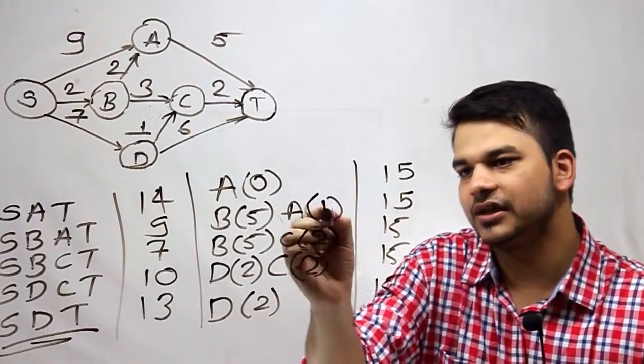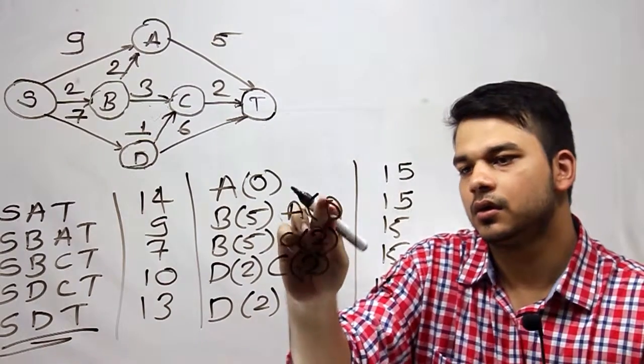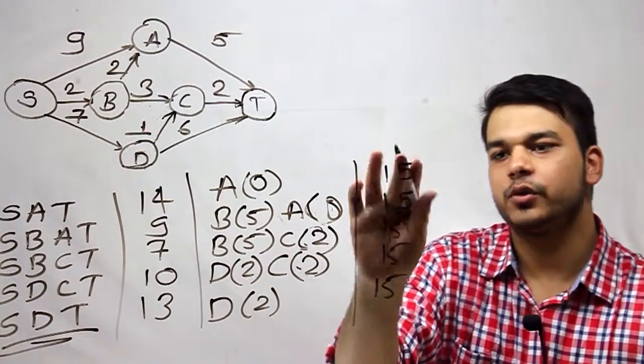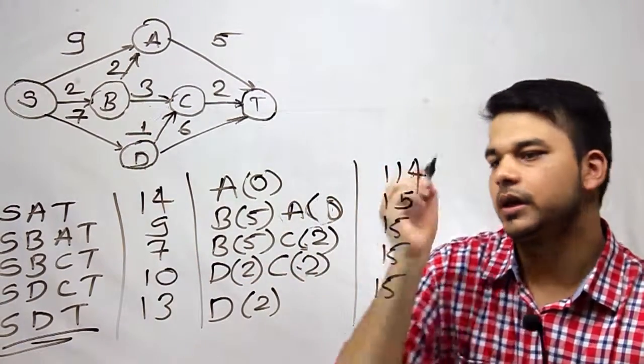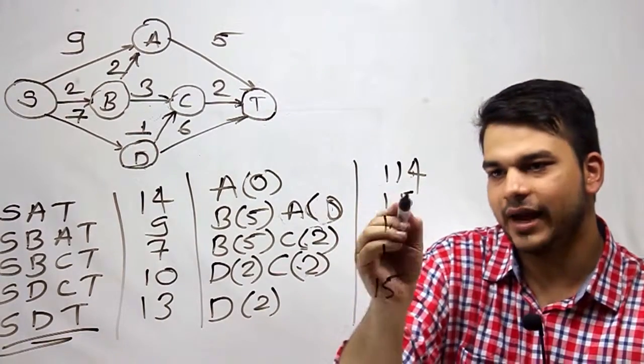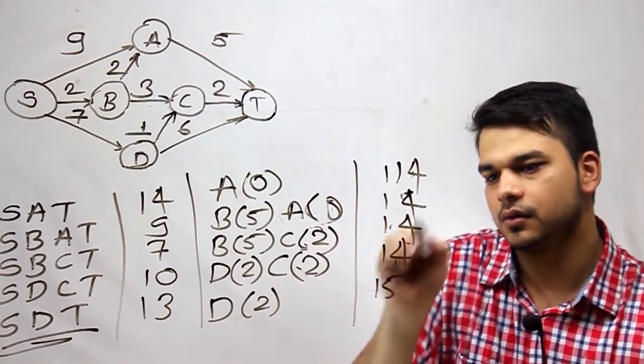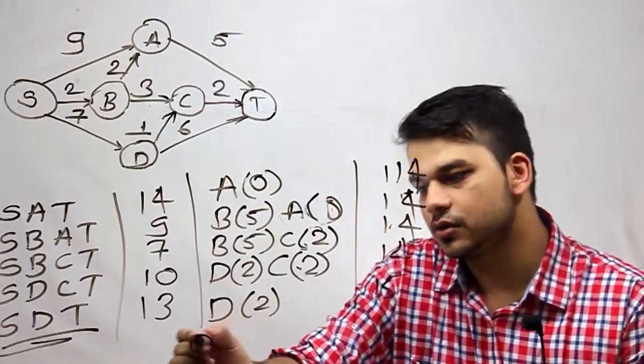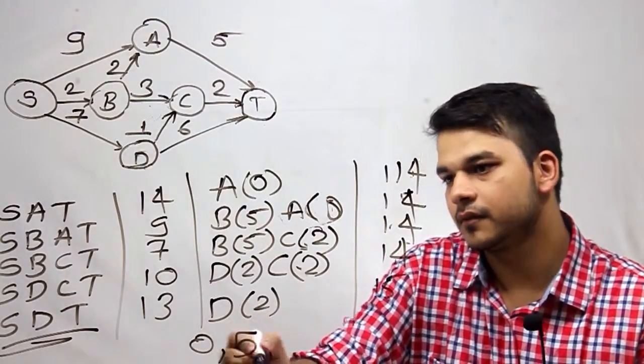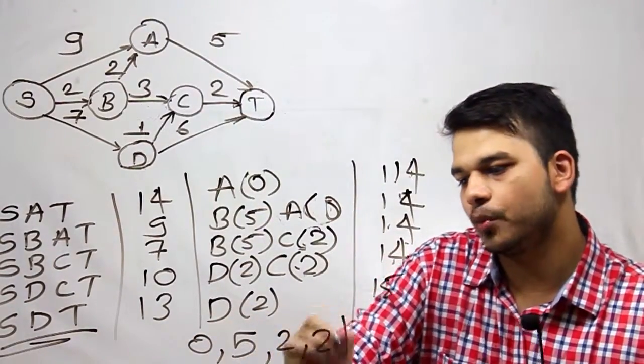So if I change these values, now this is going to be 14. Rather, all of them are going to be 14 except for SDT. So our answer has to be 0, 5, 2 and 2.